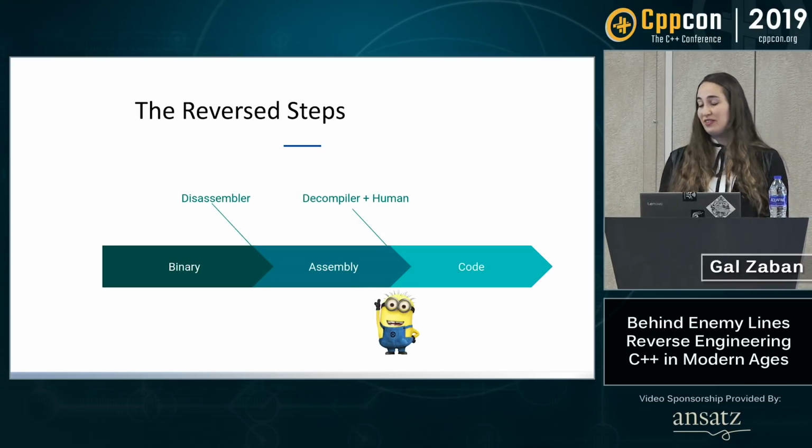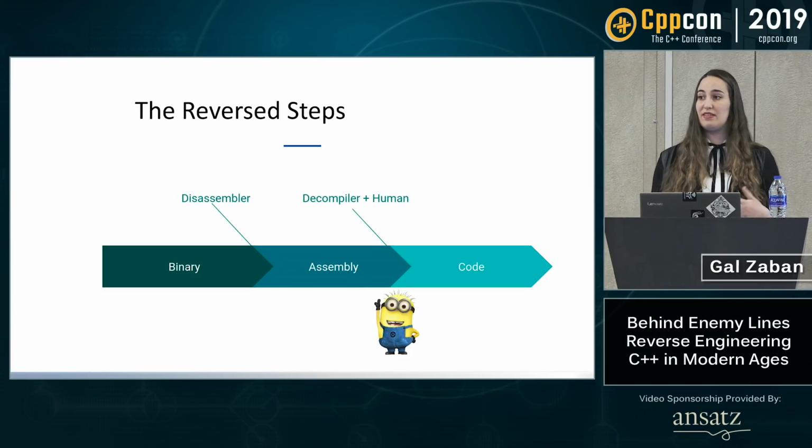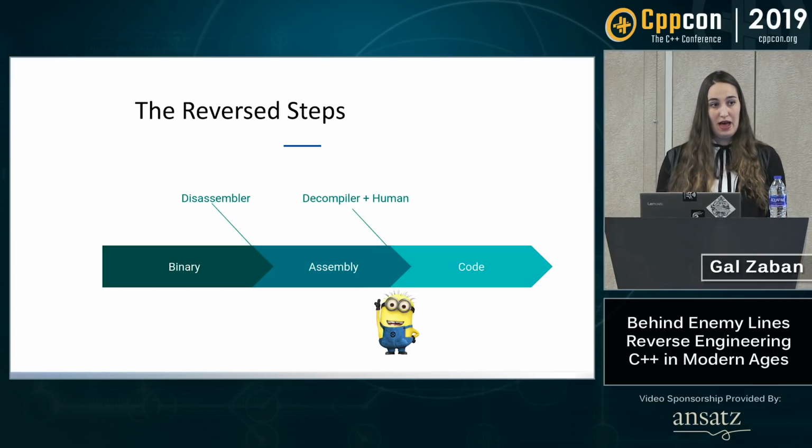In the reverse process, you have a binary, then an assembler can create assembly code from the binary. Afterwards, you have a decompiler and a human. The decompilers that exist today are mostly compatible with C, but with C++ there are still a lot of problems with decompiling code.